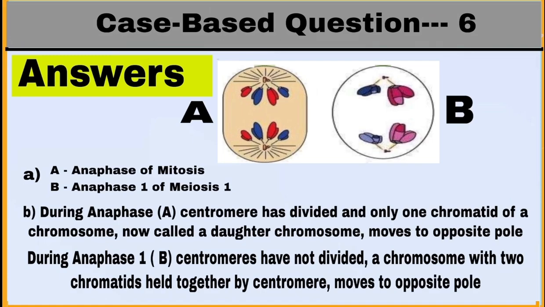While in B, it is also anaphase stage but it is anaphase 1 of meiosis 1 where centromeres have not divided and homologous chromosomes get separated and move to opposite poles.